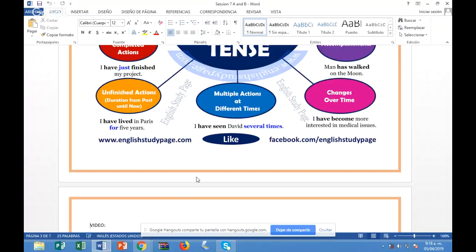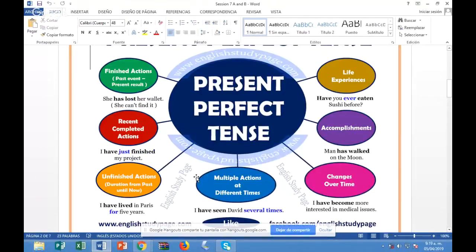Multiple actions at different times. I have seen David several times. Changes over time. I have become more interested in medical issues. Accomplishment. Man has walked on the moon. And life experience. This is important. We can explain a lot of different experiences with this present perfect tense. Have you ever eaten sushi before?